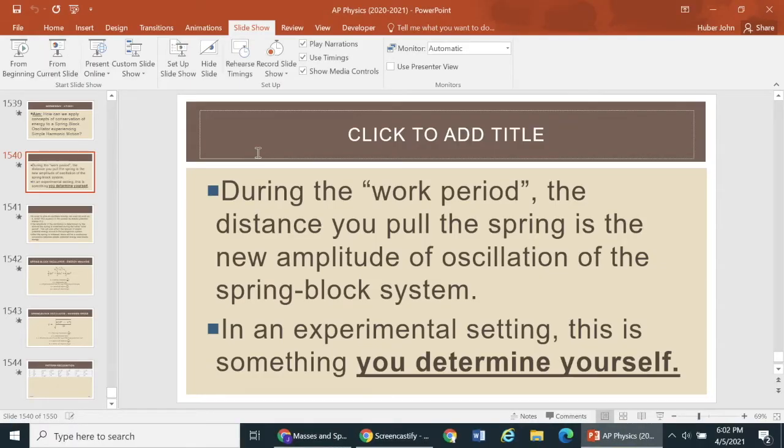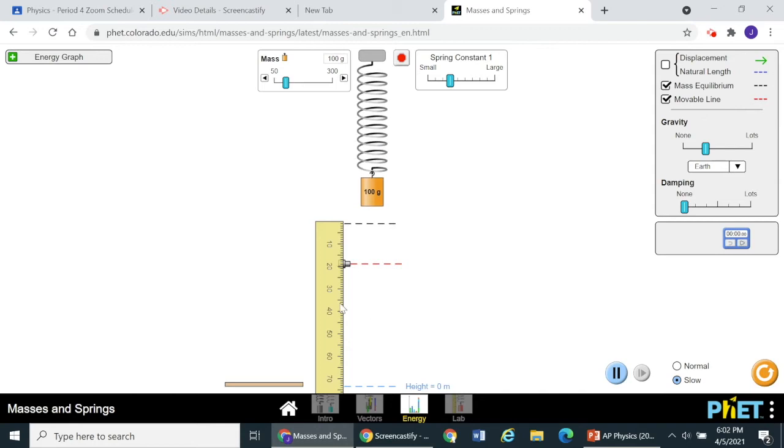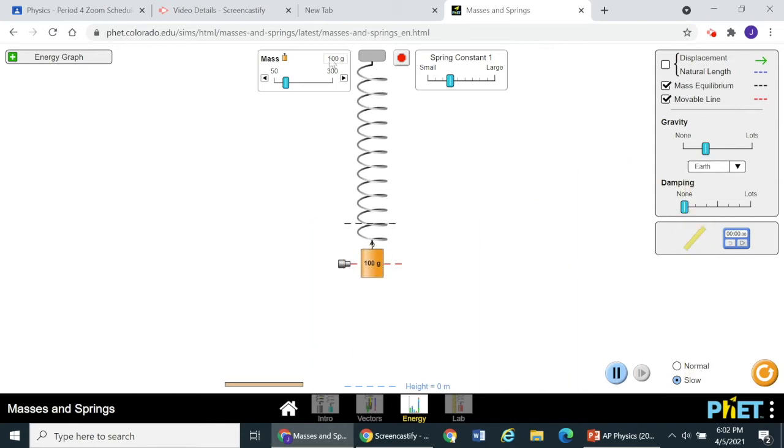Now, I want to go back to the simulator here so we can observe it a little more. I'm going to get this ruler out of here, and let's just reset it. Now, I'm going to pull this thing down to here. I want you to watch very carefully what's happening. This thing has no energy. I'm going to exert a force over a displacement. And now I've given the thing energy.